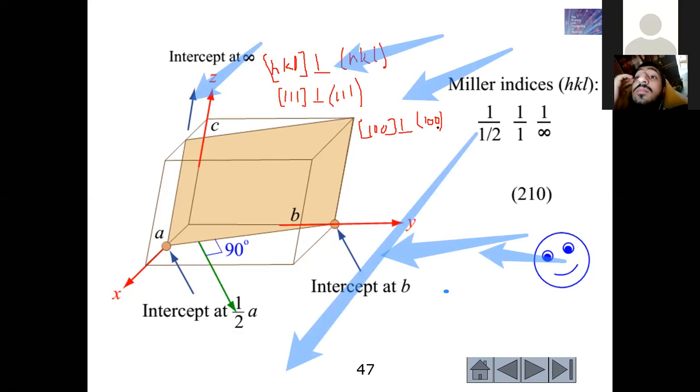Zubair, please shut off your camera, please. And secondly, whoever is drawing these arrows is highly unwelcome. Please stop doing it. Okay.